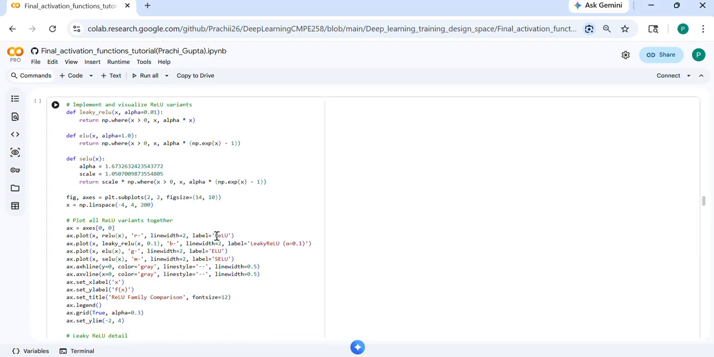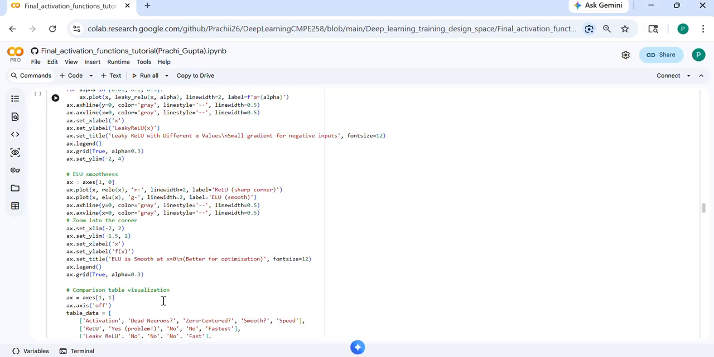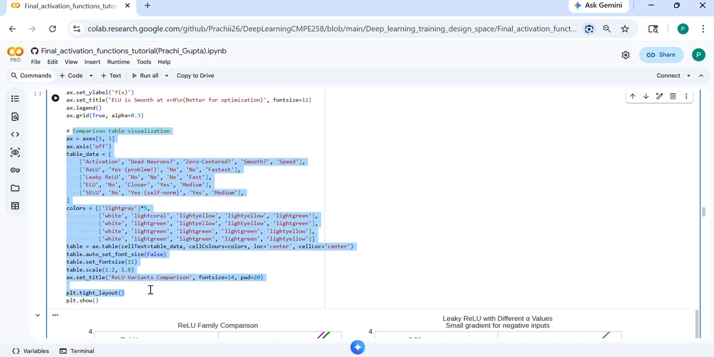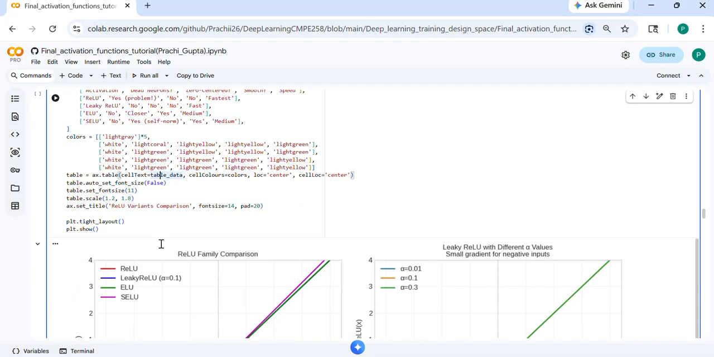Cell 11. In this cell, I implement these variations using NumPy, and then I plot all the activation functions together to compare their shapes, especially how they behave for negative inputs. I also vary parameters like alpha in leaky ReLU to show the slope changes. And finally, to summarize, I include this table to summarize their properties like smoothness, computation cost, and whether they suffer from dead neurons.